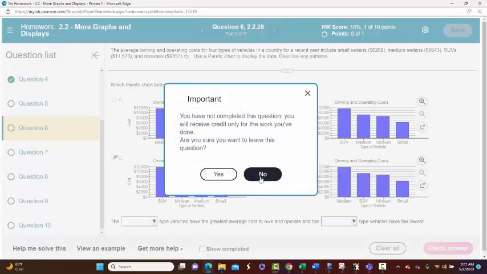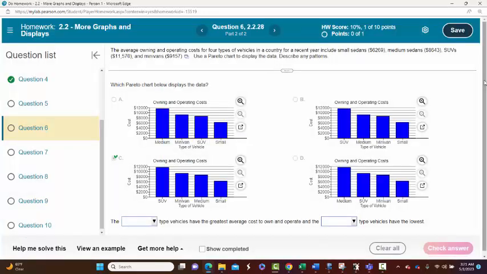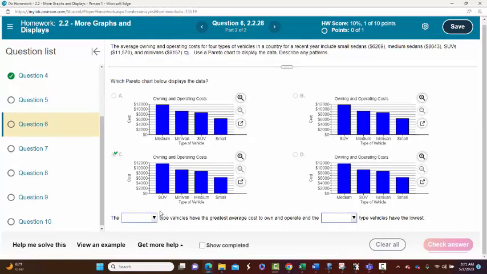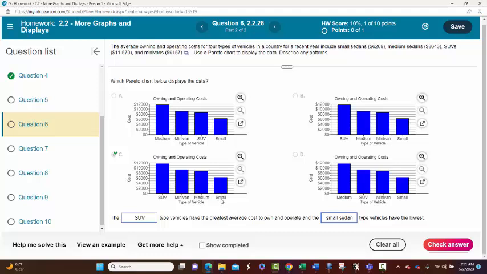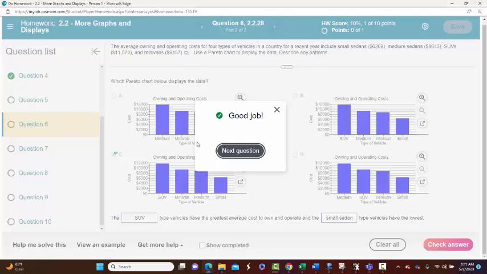Oh, no, I guess there's more. The greatest average cost to own, I guess SUV. Operate, and which one's the smallest? Is the small sedan. You see right there. It's the one on the right. Okay, now I got it.